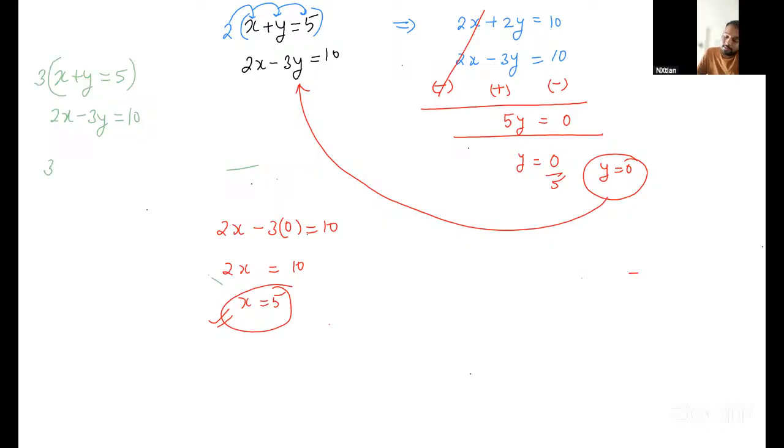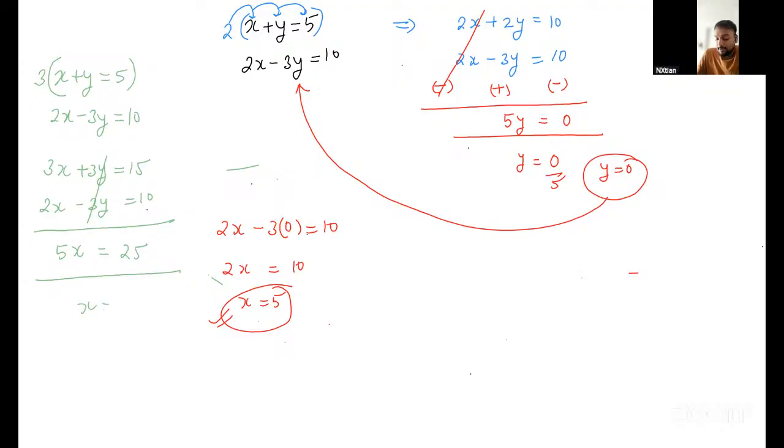So it becomes 3x plus 3y is equal to 15. The second is 2x minus 3y is equal to 10. I made the coefficient the same. Here the y coefficient is 3, here the y coefficient is 1, so I multiply the whole equation by 3. Now they have different signs, so we simply add. We don't have to change any sign. So 3x plus 2x becomes 5x, plus 3y minus 3y becomes 0, and 15 plus 10 becomes 25.